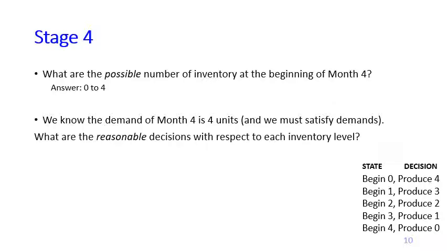So the beginning inventory is the state of this problem. And then corresponding to the state, we have the decision, how many items we produce. So we have seen the stage, which is the month. We have seen the state, which is the beginning inventory of that month. And then we have also seen the decision corresponding to each state. Now let's compute the cost of each of these states and decisions.